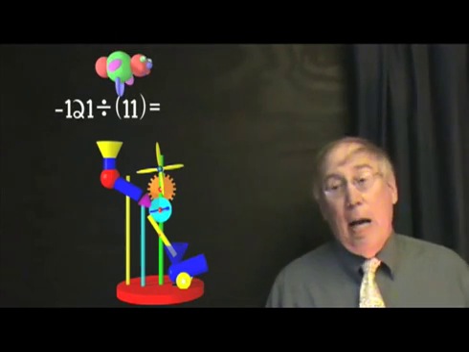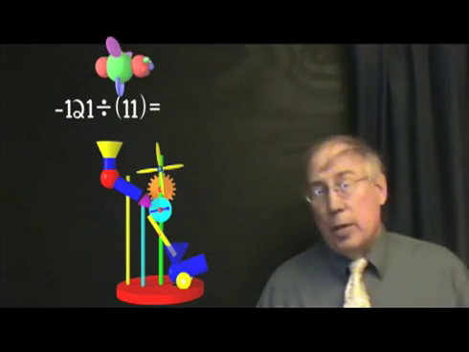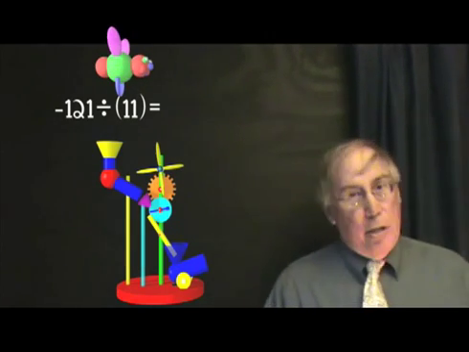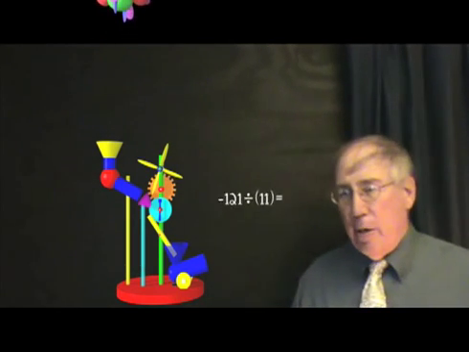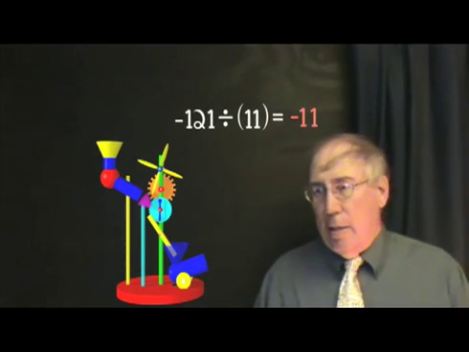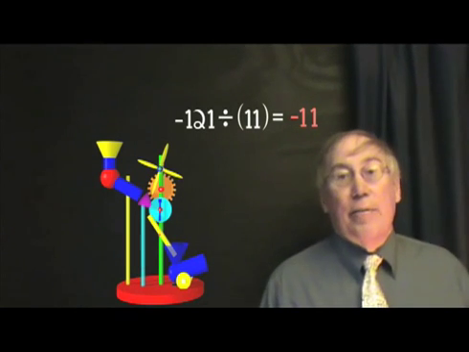Here comes another one. How about 11 divided into a negative 121? Again, the signs are different, so we should have a negative outcome. Goes through our machine. We have one of the Bernoulli brothers dropping off the problems. Okay, it will get a negative 11.